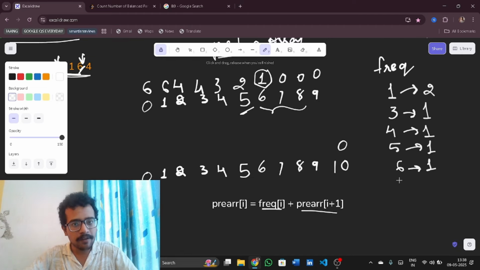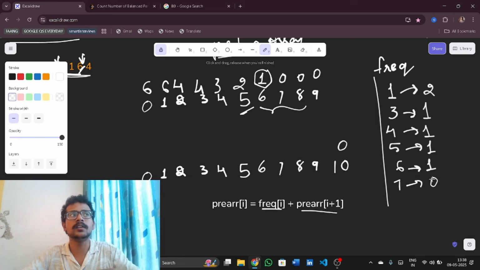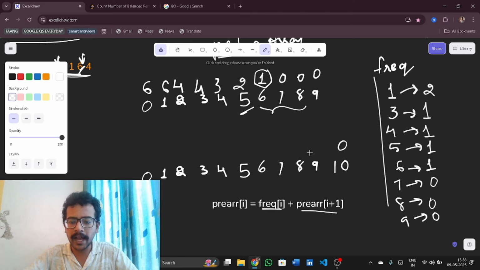Now 9 has 0 as the frequency. If there is no number in an unordered map, for example 7, there will be 0, as I am using a count array here. 8 is for 0 times and 9 is also for 0 times. Now 9 is 0 plus 0 will be 0. 8 is 0 plus 0 is 0. 7 is 0 plus 0 is 0. 6 is 1 plus 0 will be 1. 5 is 1 plus this 1, 1 plus 1 will be 2.